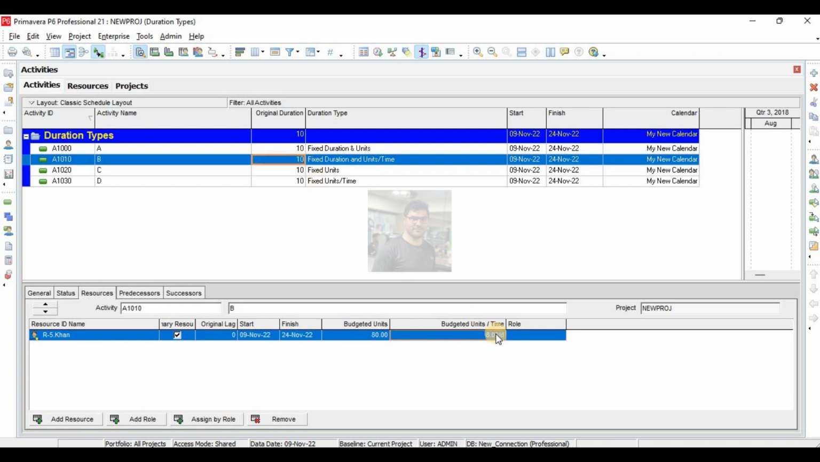Same if I change units per time, the duration will not be affected, but budgeted units will change. Let's say I make it 16, so it will work for 10 days at 16 units per day. Total it will make 160. And if I make it 4, it will work 4 units for 10 days, 10 multiplied by 4, total 40. So if any one of these two changes, units will change.